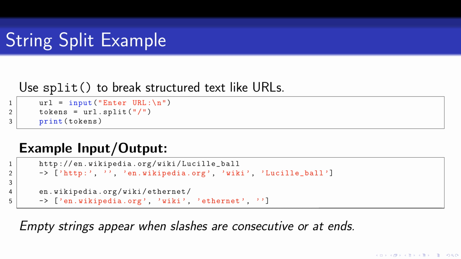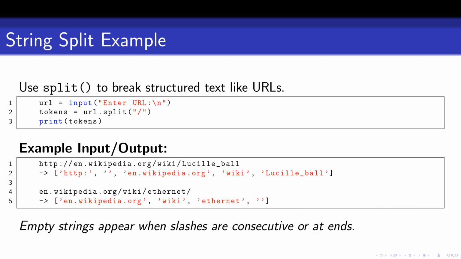When working with structured inputs like URLs, the split method becomes especially powerful. In this example, the program prompts the user to enter a URL, and then uses split with a / argument to break it into components at each slash. The result is a list of strings, or tokens, where each token represents a segment of the URL.